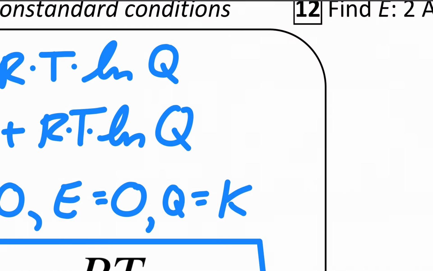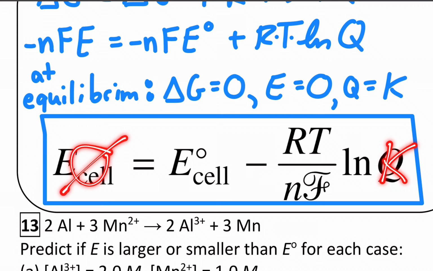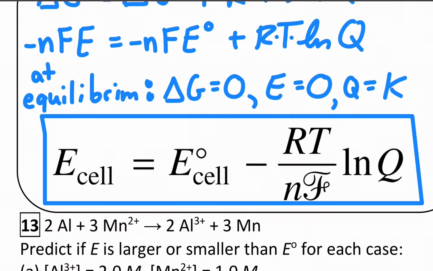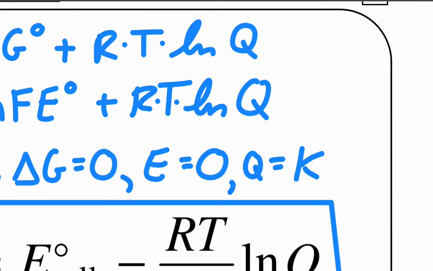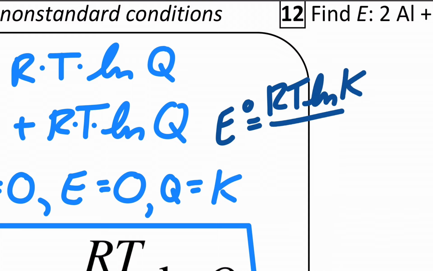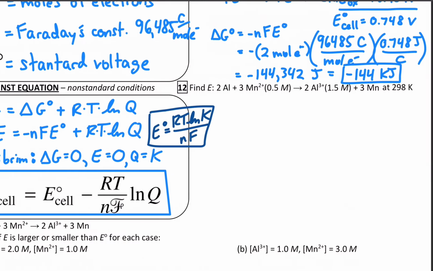Imagine doing that. Let's change this to equilibrium. Then this Q becomes K, and then this becomes 0. So you have just this right-hand side of the equation. You can set them equal to each other. And if we rearrange and solve for E standard, we get E standard is equal to RT natural log of the equilibrium constant divided by Faraday's constant times the moles of electrons. So here's the non-standard equation, and then here's a nice equation that relates K to the standard potential. So we'll use both of those as we move forward.